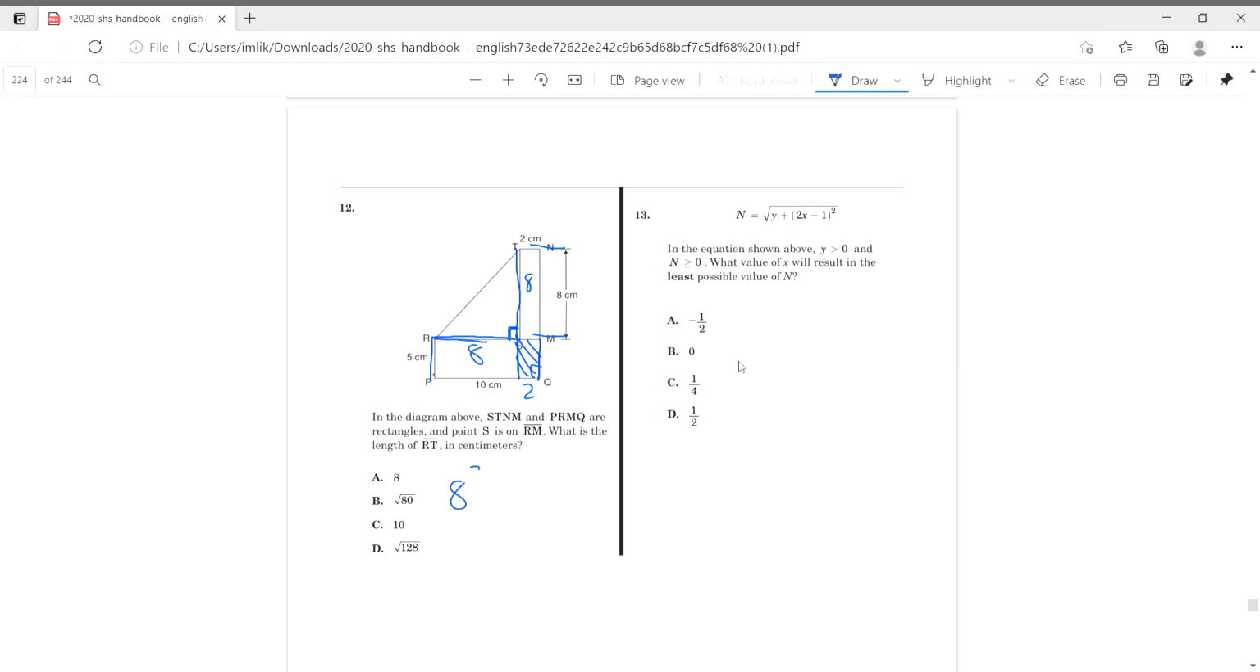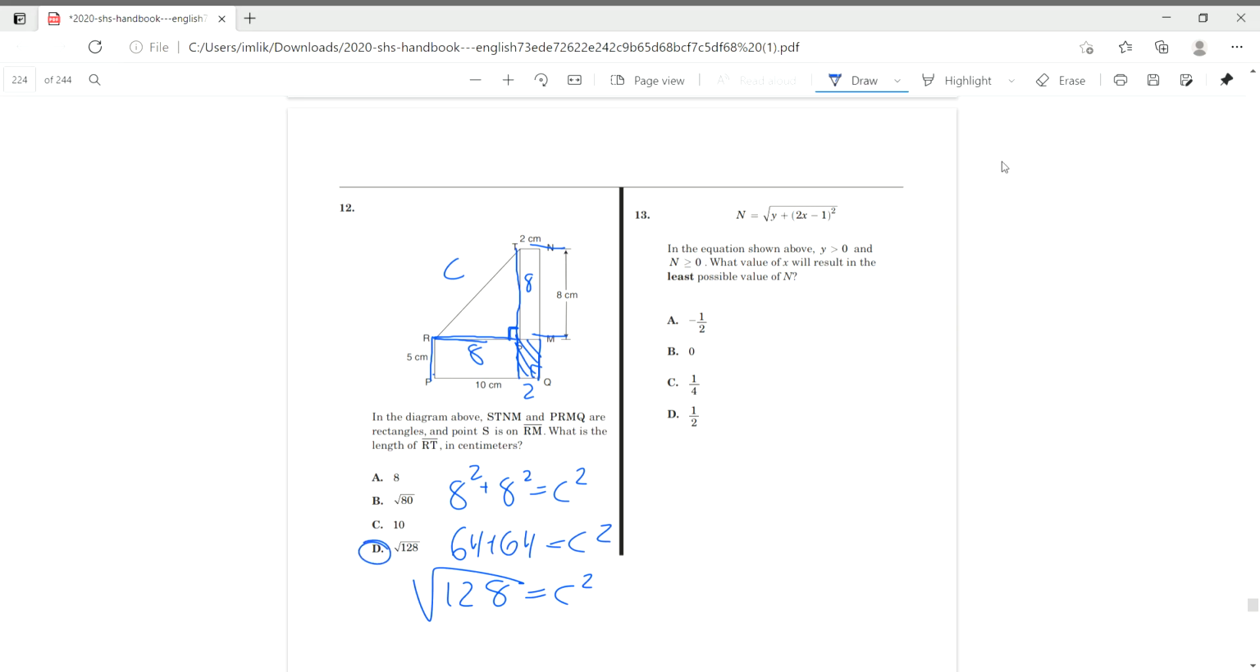We'll do 8 squared plus 8 squared is equal to c squared, because this is a Pythagorean theorem. That's 64 plus 64 is equal to c squared. That's 128 is equal to c squared. Then we have to do radical 128, which is D, our answer.